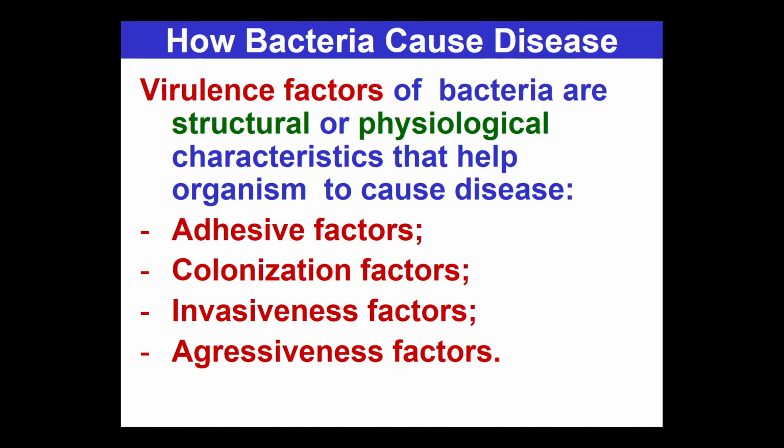How do bacteria cause disease? Bacteria cause disease because they have so-called virulence factors. Virulence factors are organelles of the microbes, enzymes released by the microbes, and other organelles or properties of the microbes involved in the development of the disease. This is a weapon of the microbes. Virulence factors of bacteria are structural or physiological characteristics that help organisms to cause disease.